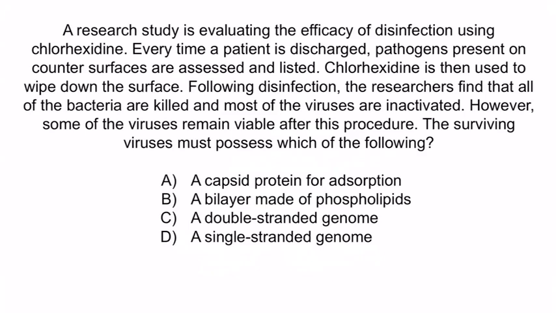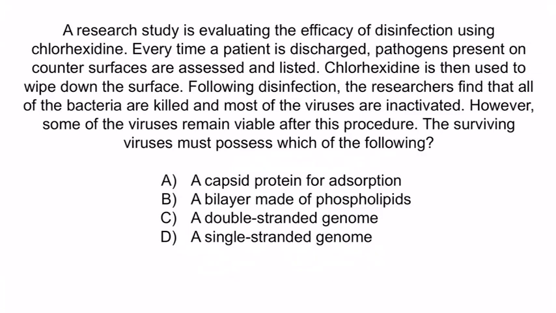Now let's do a question to apply what you've learned so far. A research study is evaluating the efficacy of disinfection using chlorhexidine. Every time a patient is discharged, pathogens present on counter surfaces are assessed and listed. Chlorhexidine is then used to wipe down the surface. Following disinfection, the researchers find that all of the bacteria are killed and most of the viruses are inactivated. However, some of the viruses remain viable after this procedure. The surviving viruses must possess which of the following? A, a capsid protein for adsorption, B, a bilayer made of phospholipids, C, a double-stranded genome, or D, a single-stranded genome.